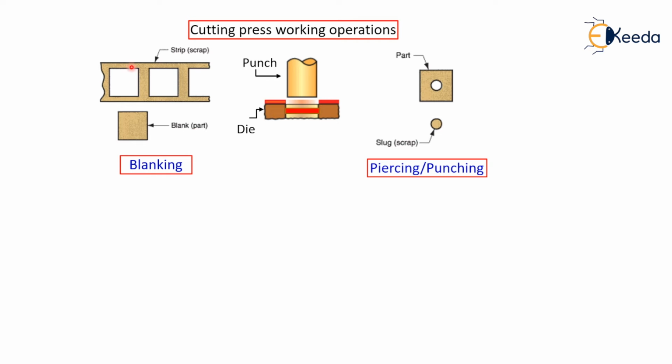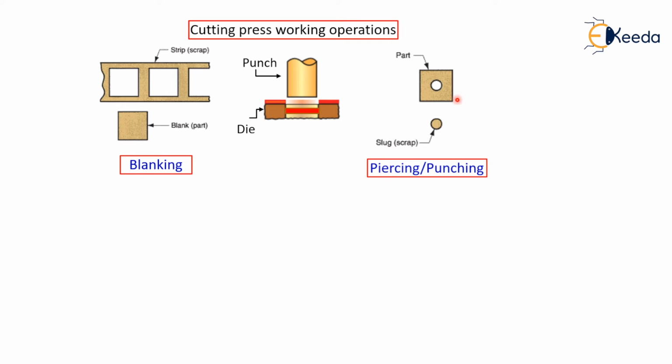The hole and the metal strip left behind is discarded. It is also called the scrap. A similar kind of operation is piercing. It is also called punching.